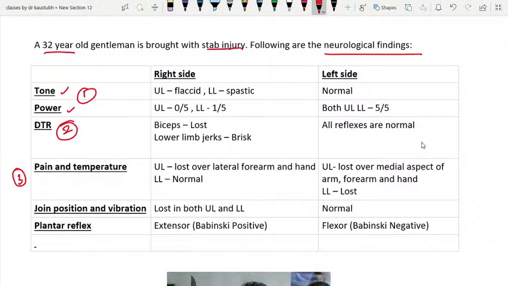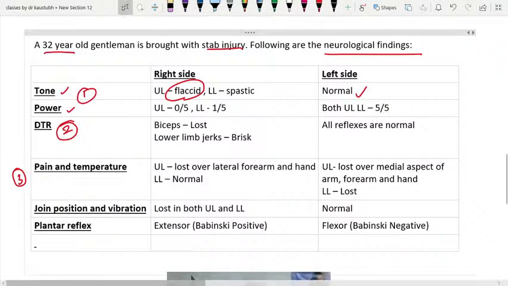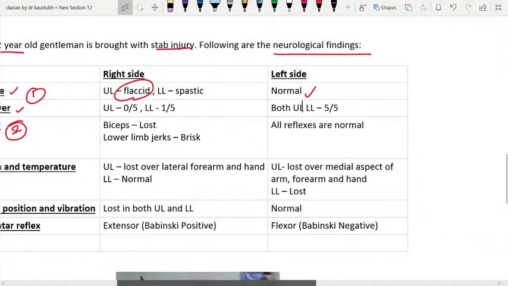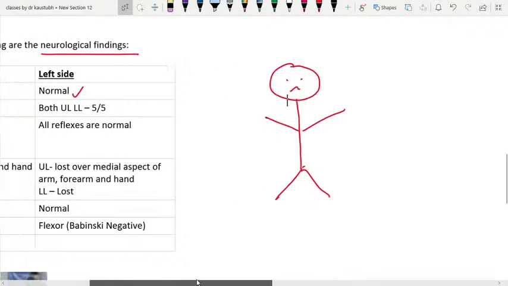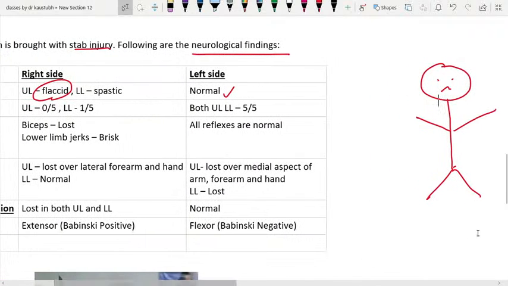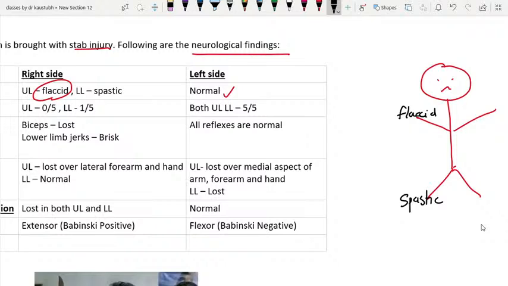Now look over here. The upper limb is flaccid on the right side. On the left side, both are normal. Let's try drawing a simple diagram which would help you understand many things in detail. Imagine this is the person, this is the trunk, these are the limbs. In the upper limb, the right upper limb is flaccid and the right lower limb is spastic. What does this simply mean?